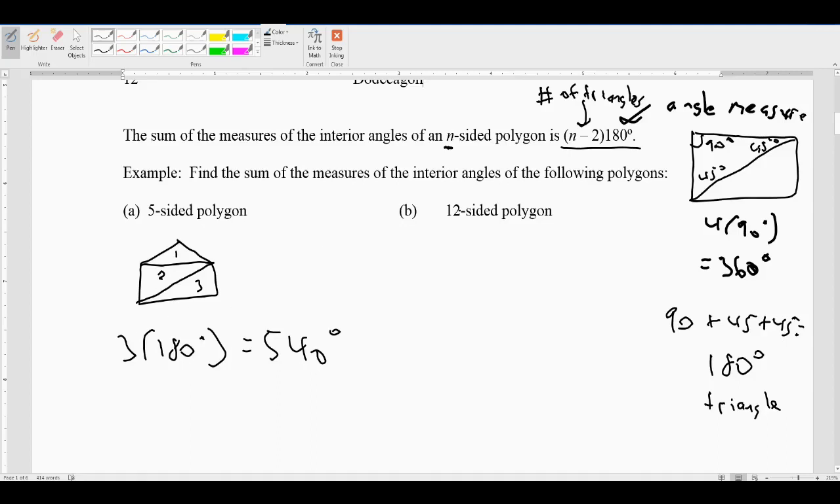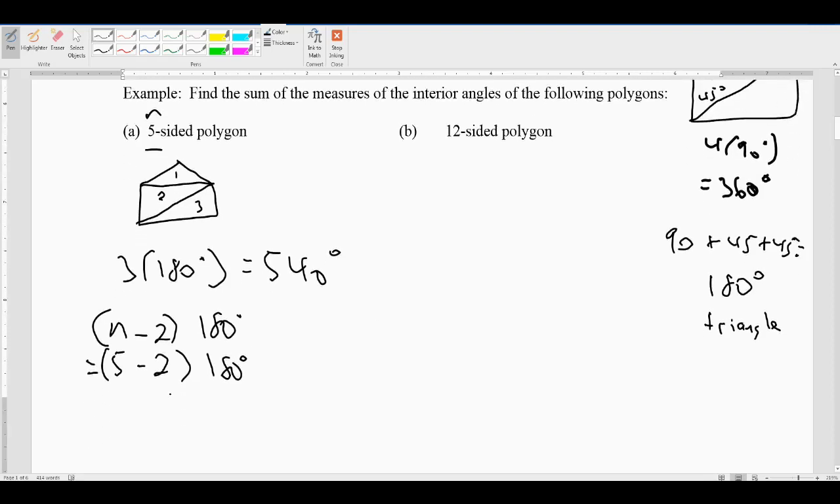So if I use the formula, n minus 2 times 180 degrees, this n is this 5 right here. So it'll be 5 minus 2. I should put that in parentheses. Doesn't matter if one of these is in parentheses or not. Just to stay consistent, I'm going to leave the parentheses out. So it'll be 5 minus 2 times 180 degrees. And 5 minus 2 is 3.